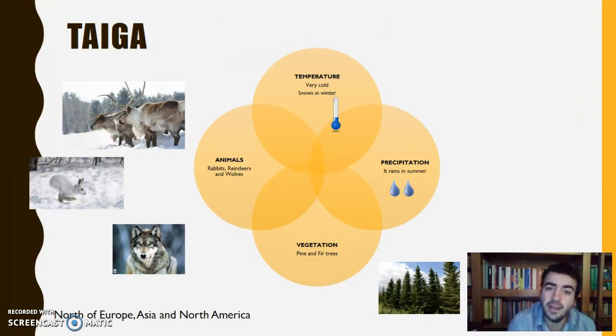Taiga are, well, here, in the north of Europe, in Asia and North America. Usually the taiga are in the north of Russia, for example. It's a lot of taiga. It's something like this. Okay, the trees are pine and fir trees. There is vegetation. You see the difference with the cold deserts.